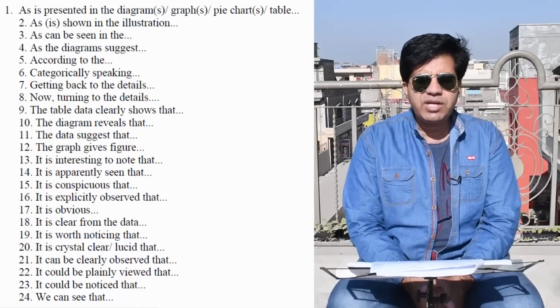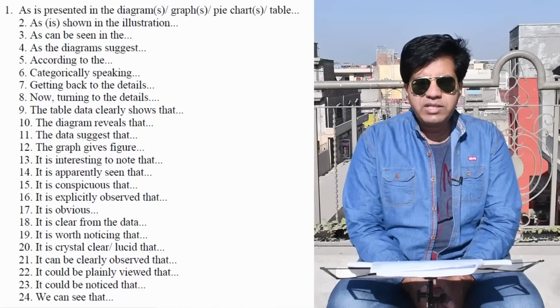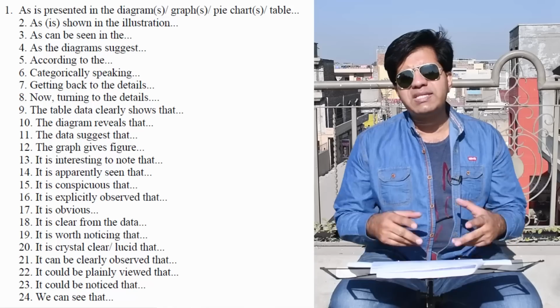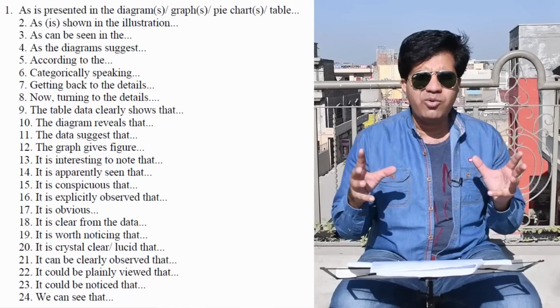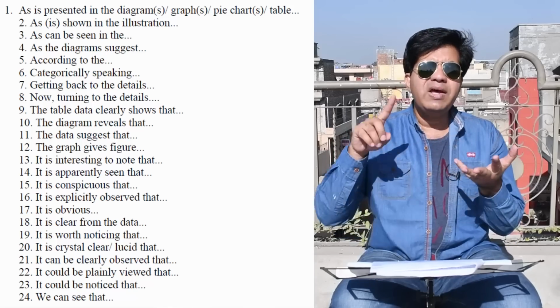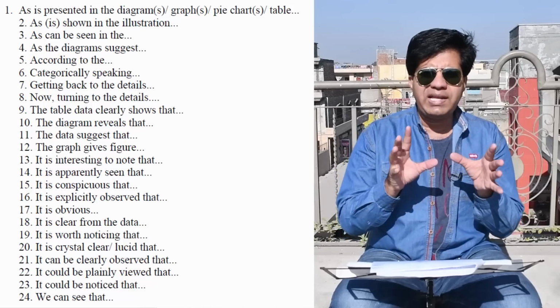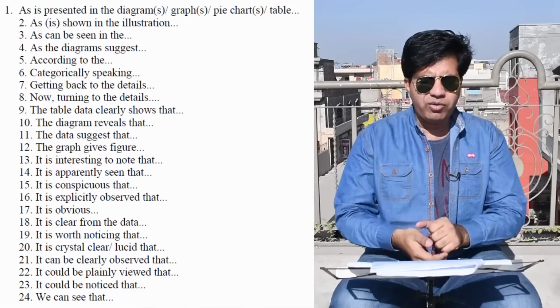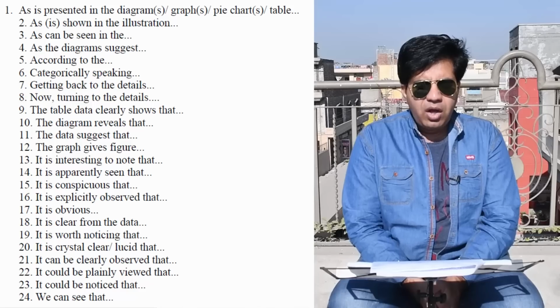It is interesting to note that. It is apparently seen that. It is conspicuous that. It is explicitly observed that. Now, if you're going to see something is difficult, some word is new, learn the meaning of the word, learn the spelling of the word, and I'm going to tell you whenever you learn a new word how you're going to learn that. It is obvious.